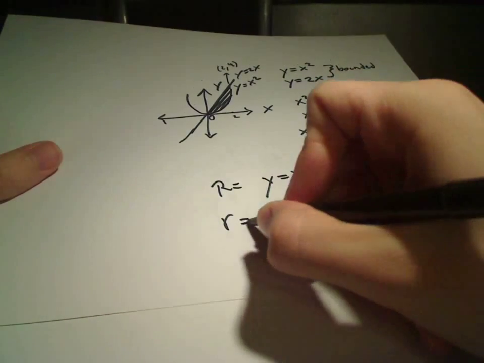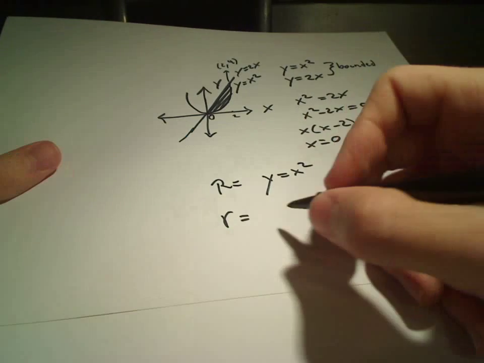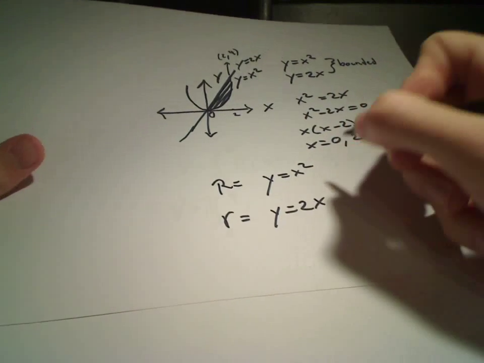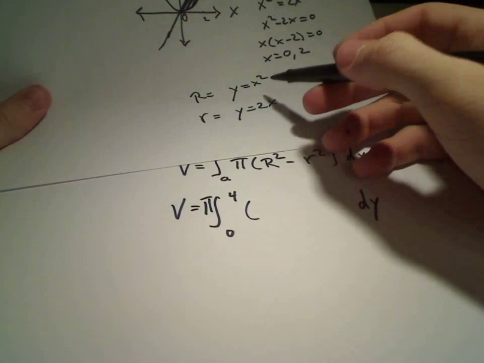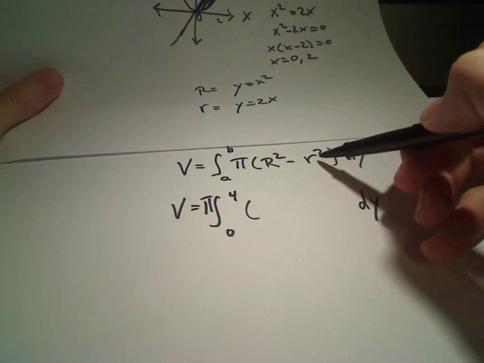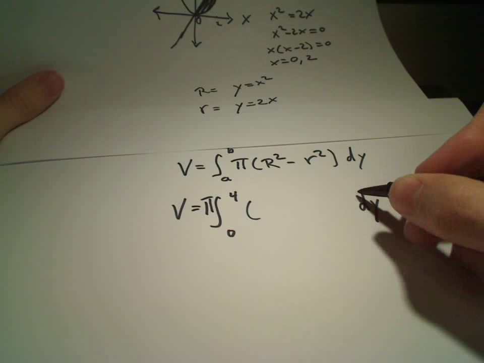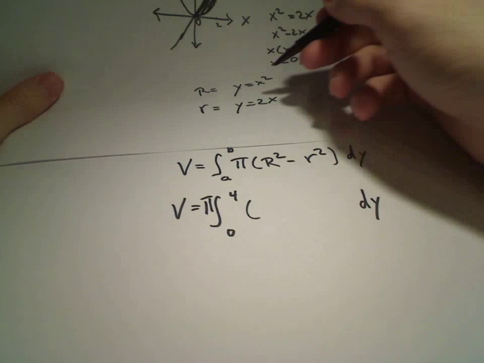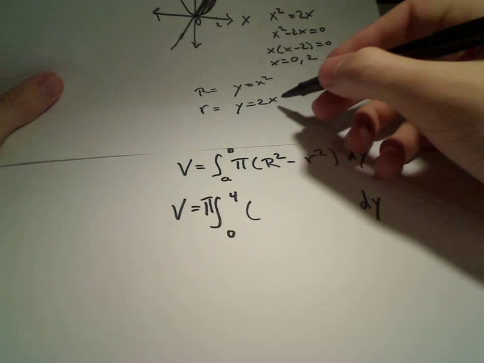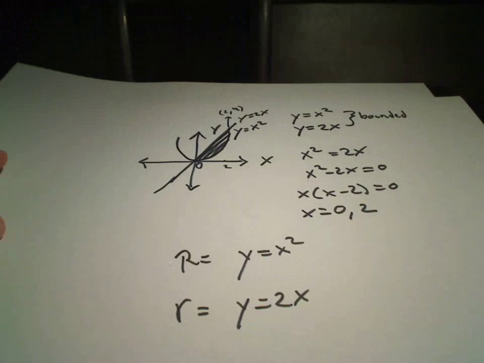And then we're going to say our inner radius, because you go from here to here, the inner radius, y equals 2x. Okay, fine. Well, what if we plug those into our equation? That'd be x squared and 2x, boom and boom. We have a problem. We're integrating with respect to y. This doesn't work. This is in terms of x. We need to put these guys in terms of y.